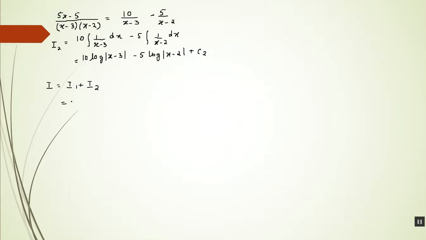Therefore now, since I is equal to I1 plus I2, this will be equal to x plus 10 log of modulus (x minus 3) minus 5 log of modulus (x minus 2) plus constant c, that is equal to c1 plus c2. Now let us go to the next problem.